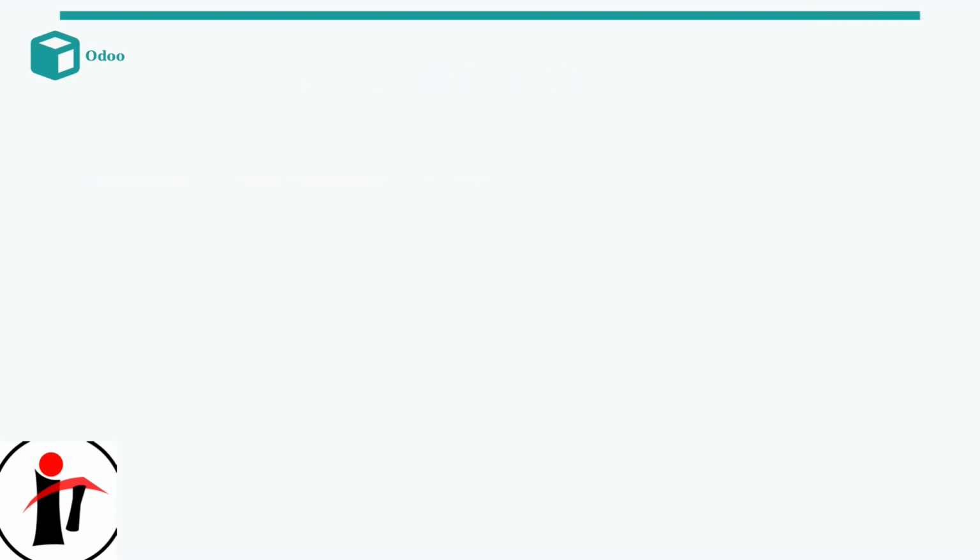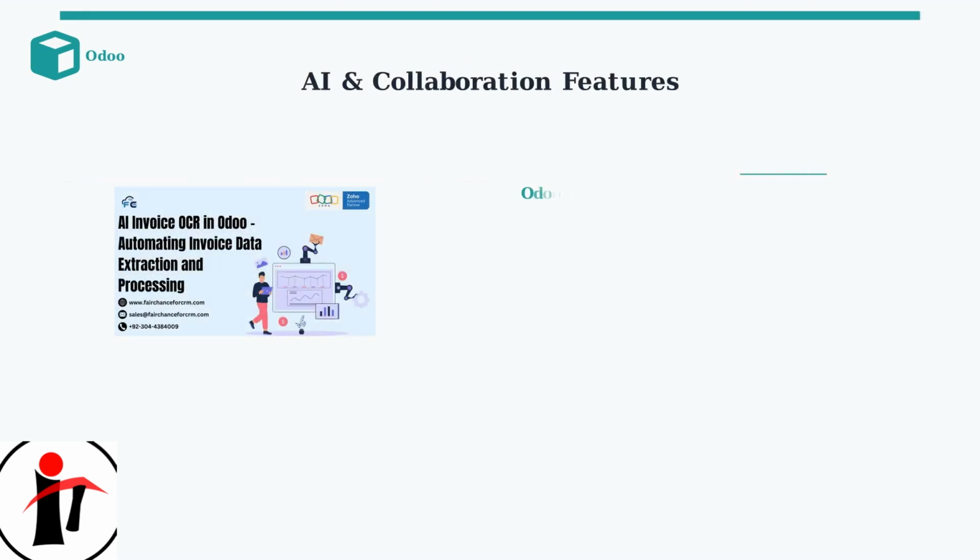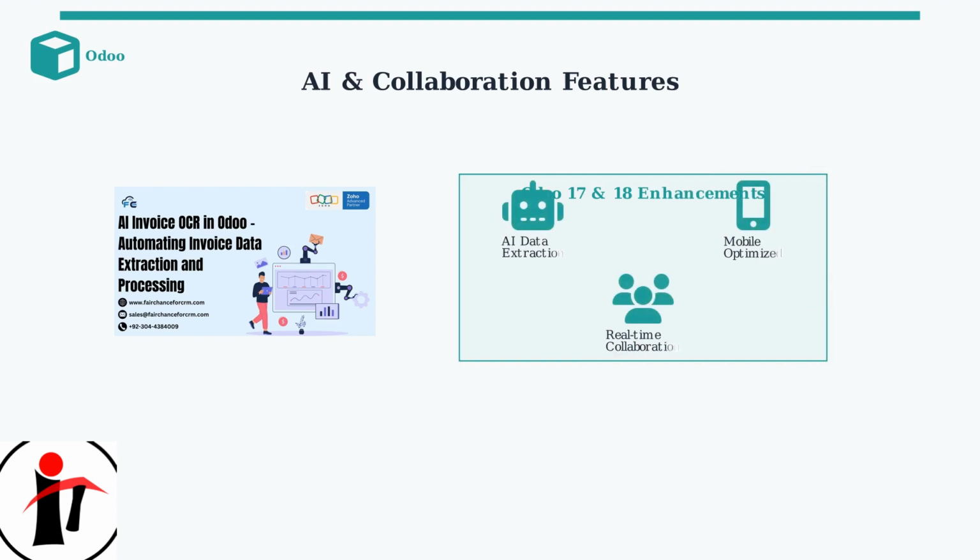Recent enhancements in Odoo 17 and 18 include AI-powered features for automated invoice data extraction and smart tax calculations, along with real-time collaboration capabilities for multi-user invoice editing and mobile optimization.